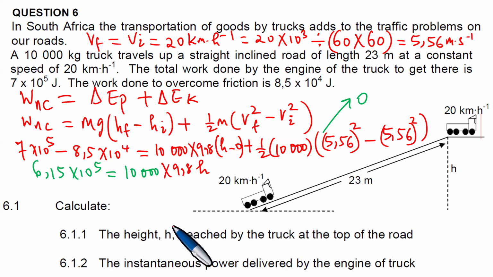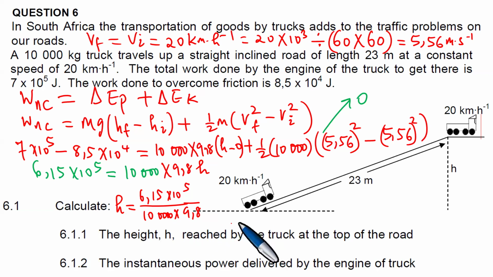And then at this point, you continue to do the simplification, and we're able to see, therefore, that the height, h, is 6,15 times 10 to the 5th power, divided by 10,000 times 9,8. And then now you use a calculator to get the result. What we're able to get here is actually 6,28 meters.